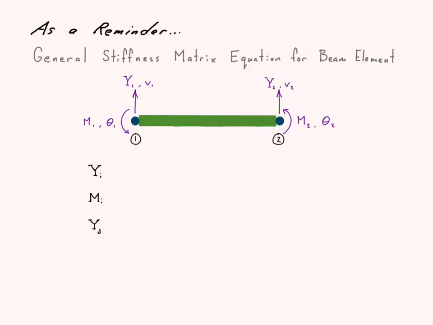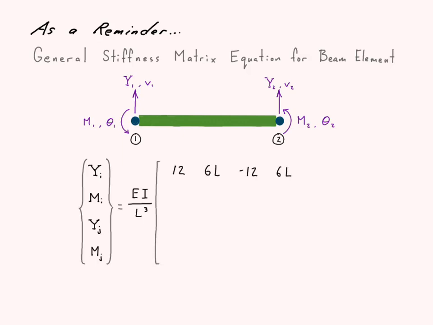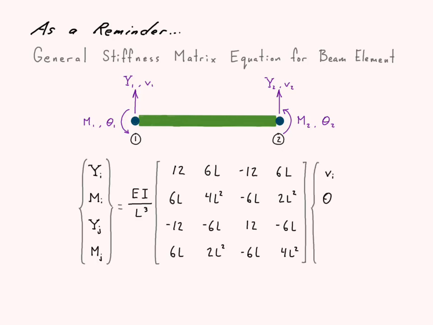Okay, let's go ahead and take a look at what this matrix looks like. There's our force and moment vector. Here is our elemental stiffness matrix. And here is our displacement vector for the element. So all of our beam elements will have this type of formulation.